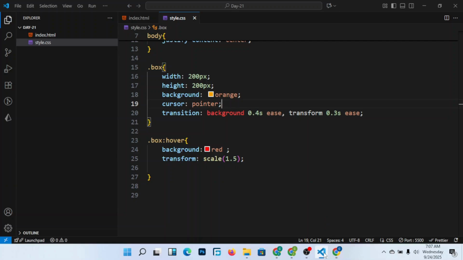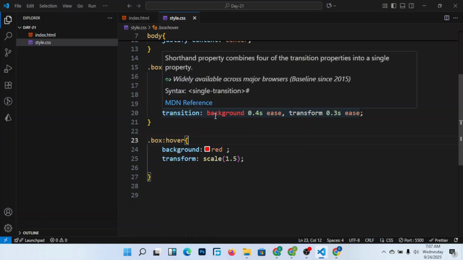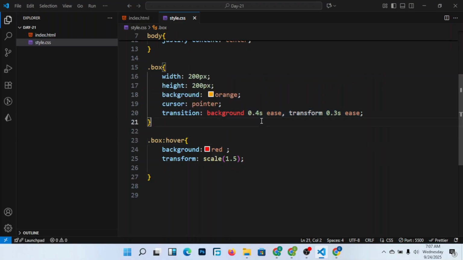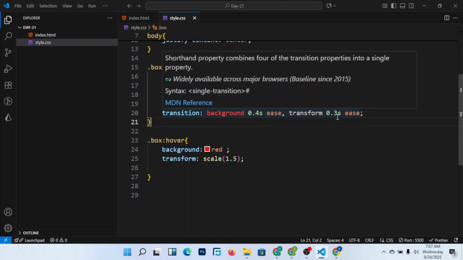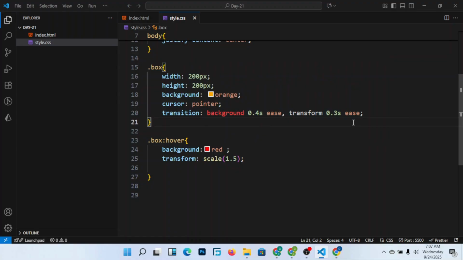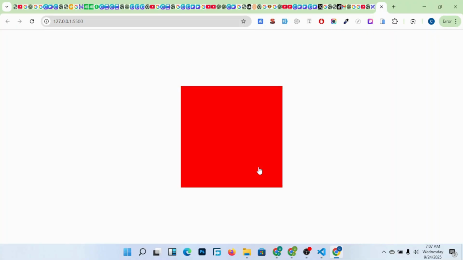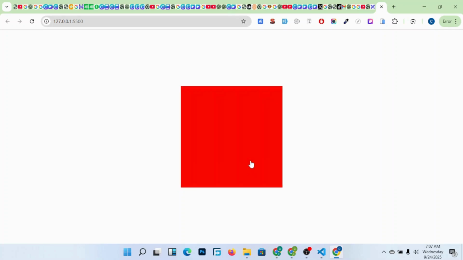So members, are you seeing how it has become? I have said transition background 0.4 seconds, transform 0.3 seconds. These seconds are a timing function we have been using, ease-in, ease-out, like that. Let me bring down my mouse. I put it like this. You see how it becomes? Wow. Are you seeing this, guys?